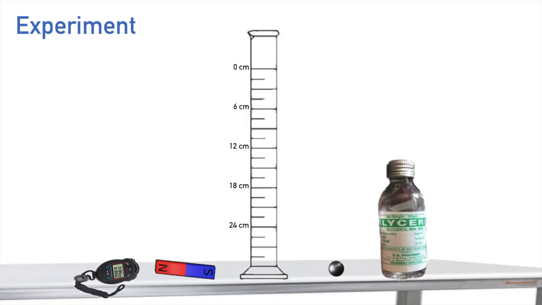Before we can conduct the experiment, it's important to place some markings on your graduated cylinder showing the lengths between some of the ticks on it. This will be important when calculating the terminal velocity of the ball. The experiment is as follows.